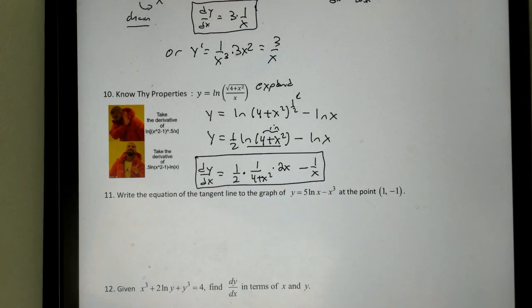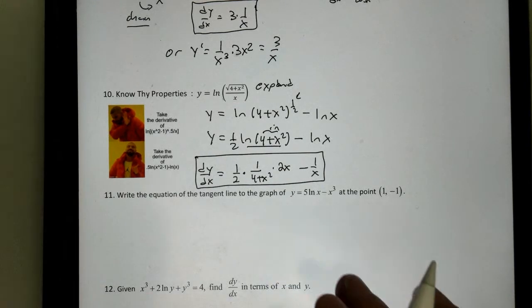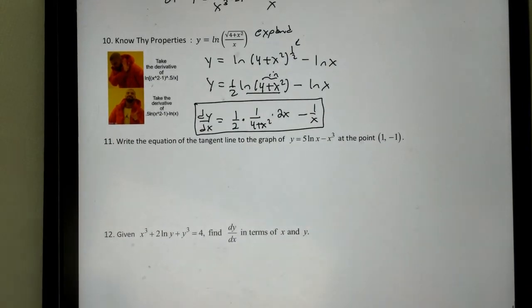And now I know what you're all thinking. Mr. Wernow, I think these properties are pretty easy. I'm not having a hard time doing them. But how is this going to help me with my tangent line? Oh, that's a really good question.